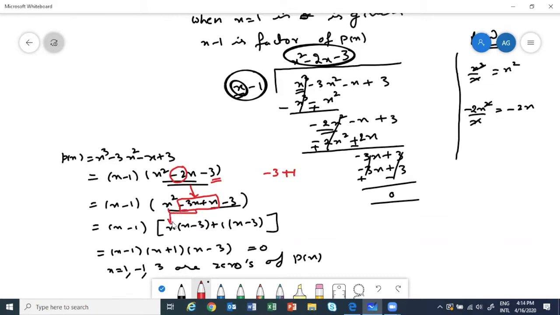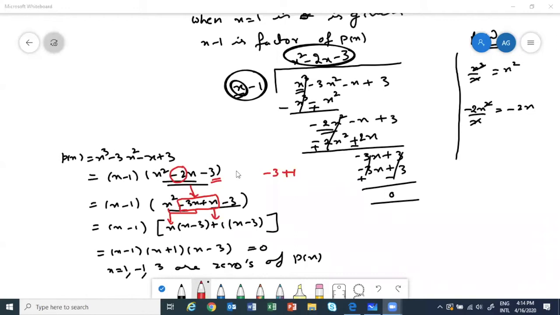From here x was common. So x minus 3 inside the bracket. From here plus 1 common. So x minus 3 inside the bracket. Okay? Okay. So this is what we did.